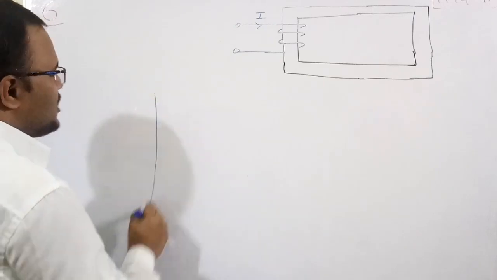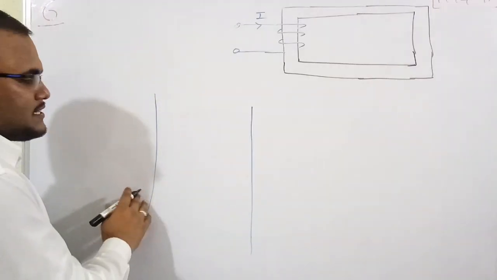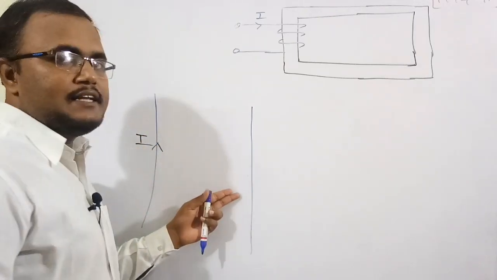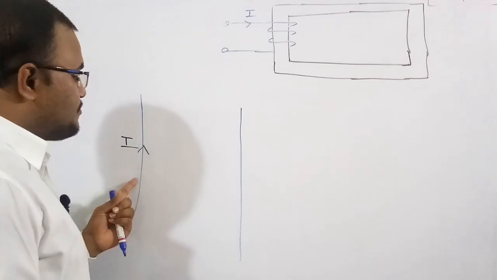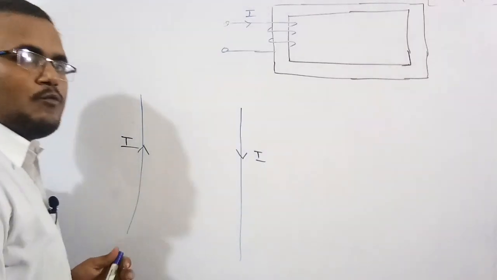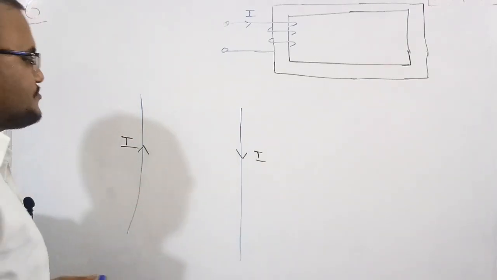The case is, suppose there are two wires. In wire A, the direction of the current is from down to upward, but in the other wire B, the direction of the current will be opposite to the previous one. So this direction is from up to bottom. Now we will figure out what type of force exists between these two wires.